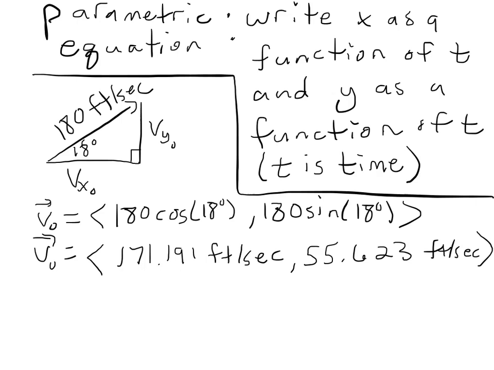So I can write two separate equations, one equation for the motion of the ball in the x direction and another equation for the motion of the ball in the y direction, and this would be a parametric equation. So my equation for x is just going to be the initial velocity in the x direction times time. That's it. That describes the horizontal motion of the ball. So x equals 180 cosine of 18 times t.